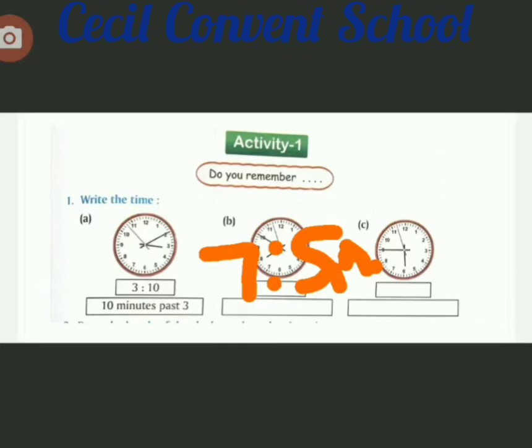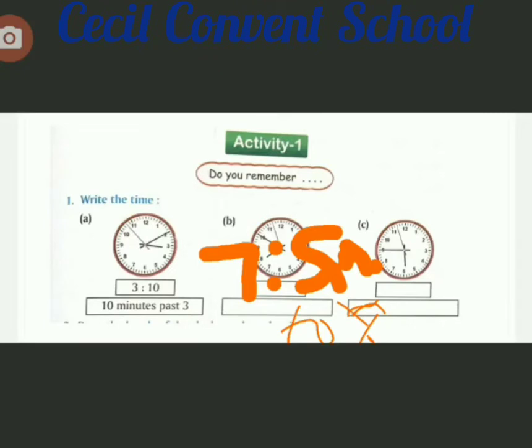As you all know, firstly minutes come. If it is before 6, meaning between 6 and 12, we take "past". And if it is after 6, then we will consider "to". So in between, these two words come. Clear? And how much time is left to become 8? Only 10 minutes left.